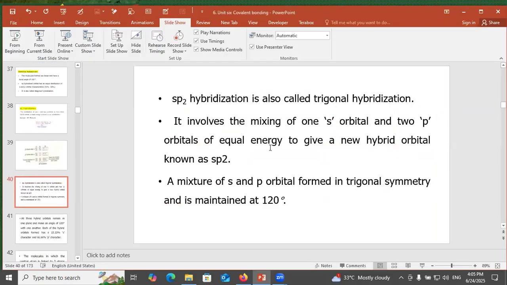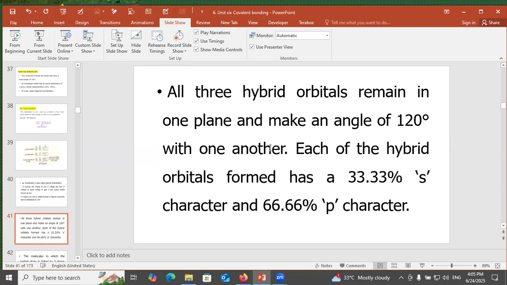sp2 hybridization is also called trigonal hybridization. It involves the mixing of one s orbital and two p orbitals of equal energy to give new hybrid orbitals known as sp2. The mixture of s and p orbitals is formed in trigonal symmetry and is maintained at 120 degrees. All three hybrid orbitals remain in one plane and make an angle of 120 degrees with one another.